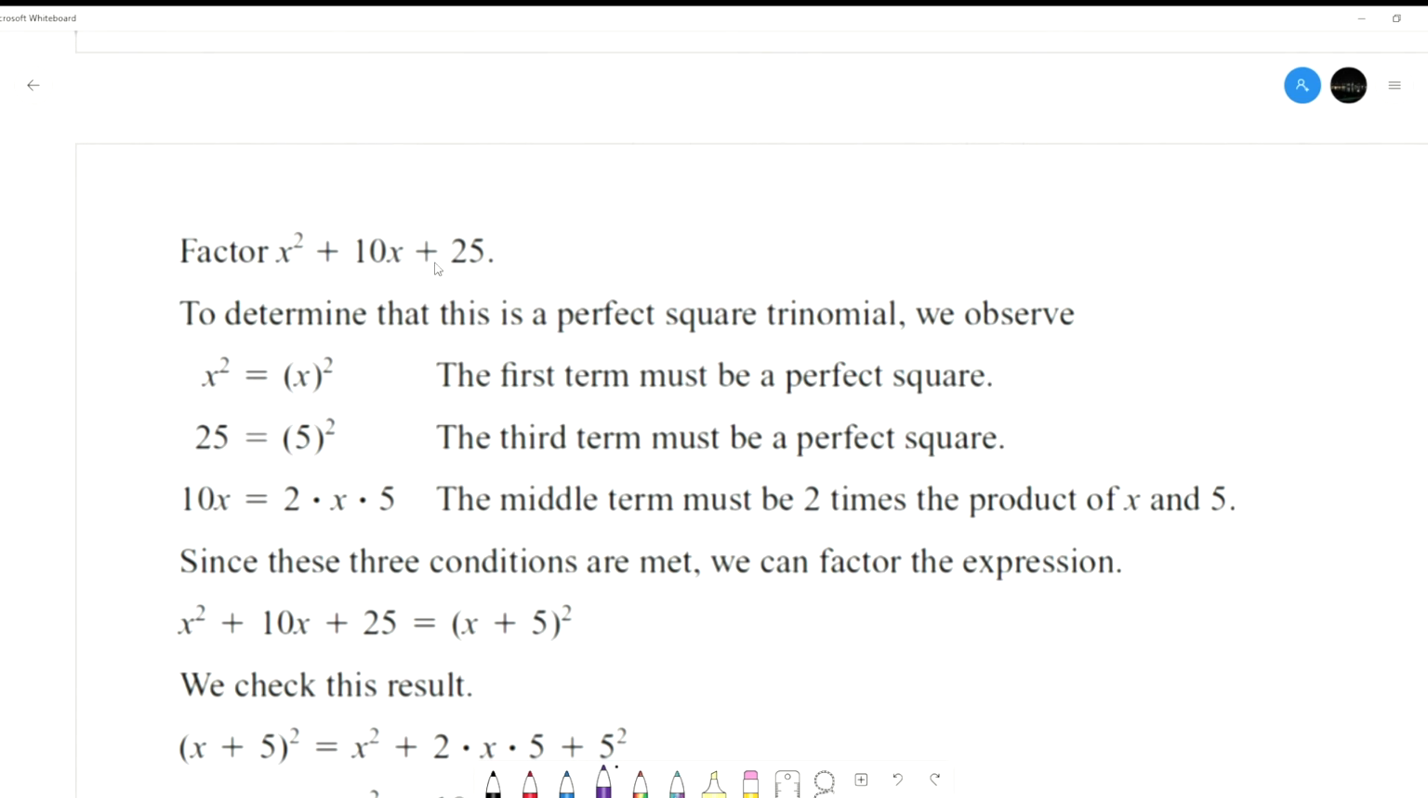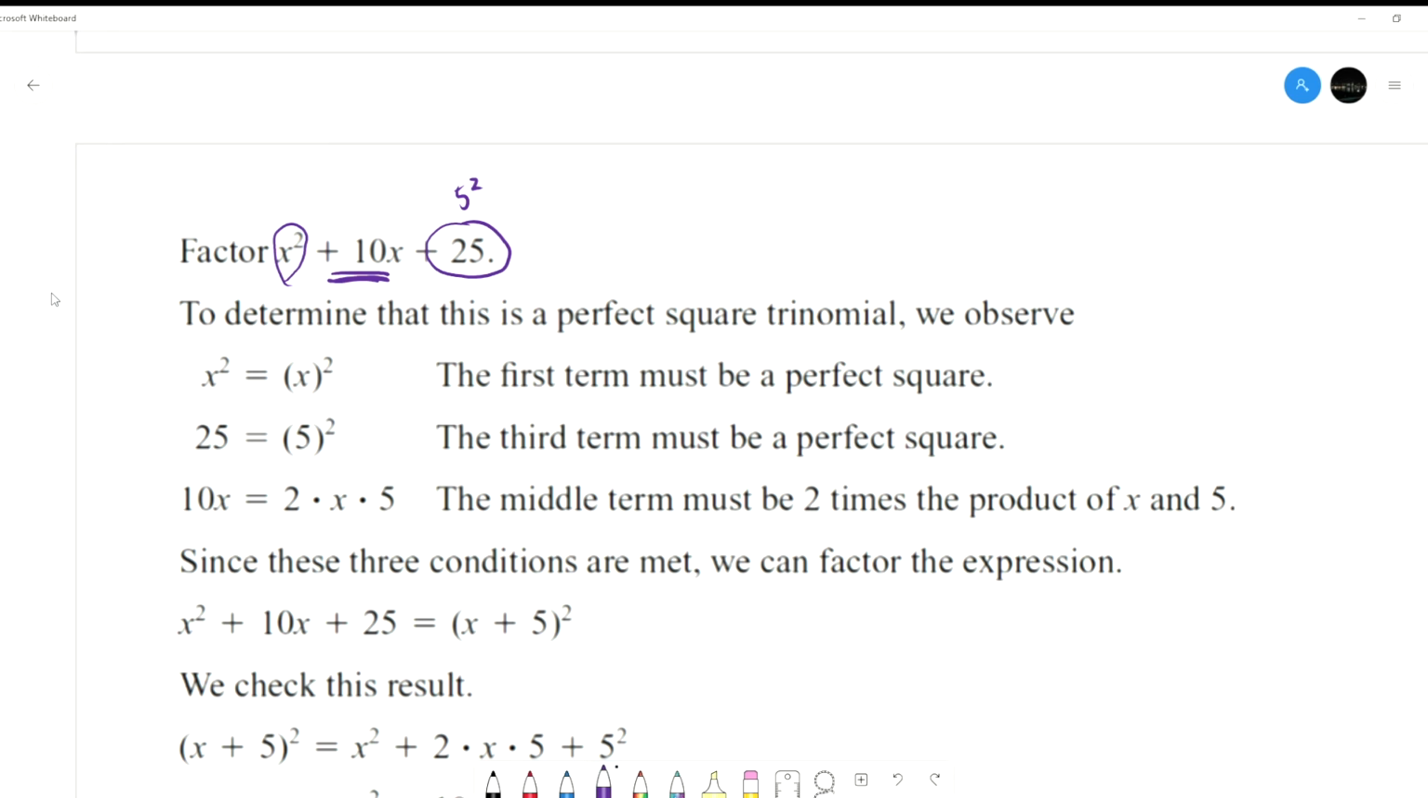So we're going to be asked to factor x squared plus 10x plus 25. So let's take a look here. We have our first term, right, is x squared, right? We have x squared here. Over here, it's positive 25. So that's my 5 squared, right? Then I look at the middle number here. It's plus 10x. So I want to see if this is a perfect square trinomial.